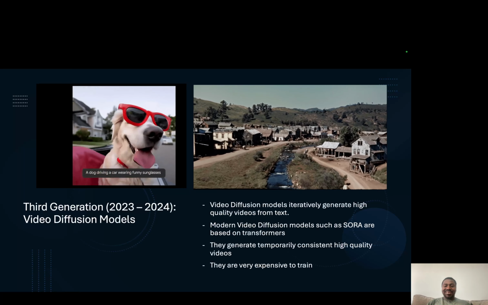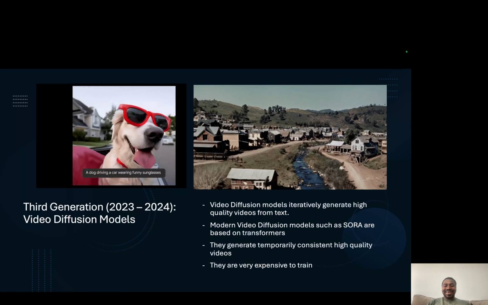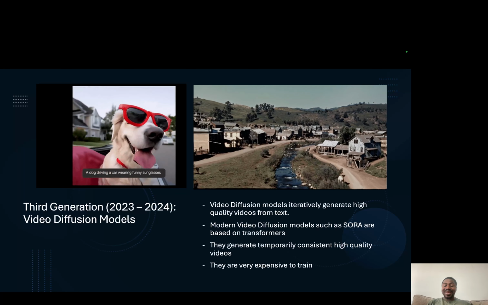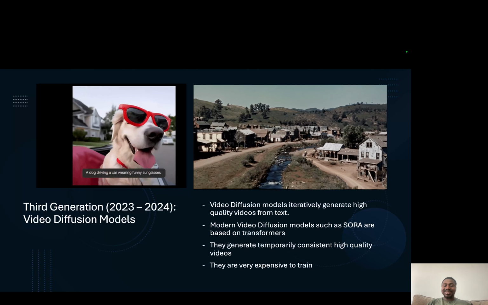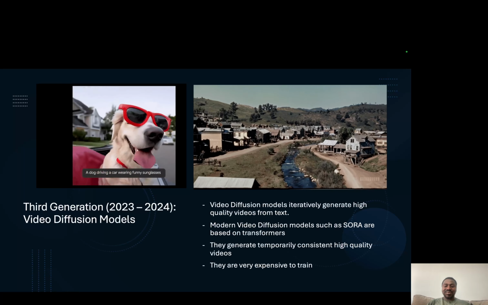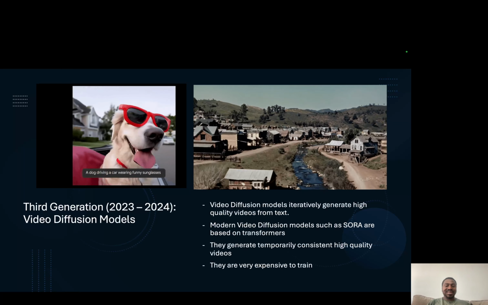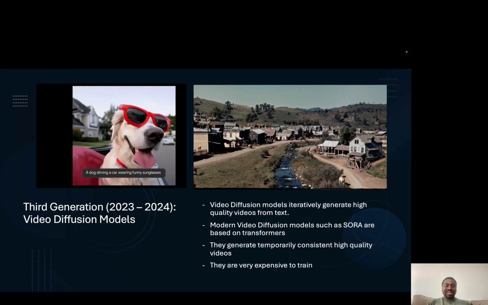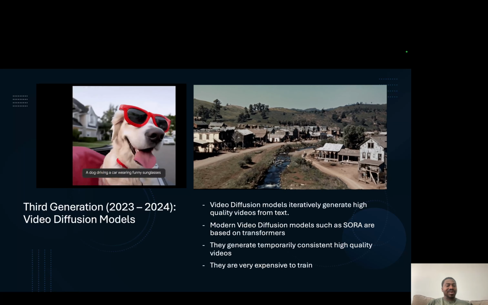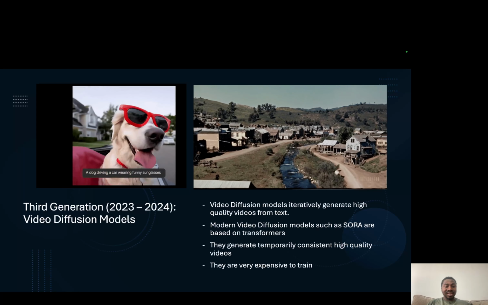But of course, they are really, really expensive to train, unlike image diffusion models. Even though they are kind of easy to train in some sense, more straightforward than say GANs, they are very expensive and costly, which is why only the biggest organizations can do that right now. But hopefully, the cost will go down eventually.